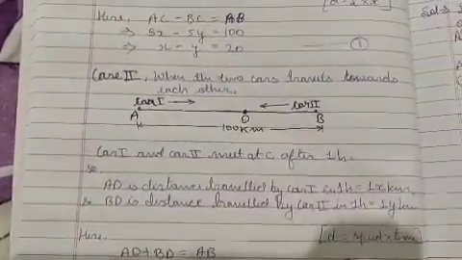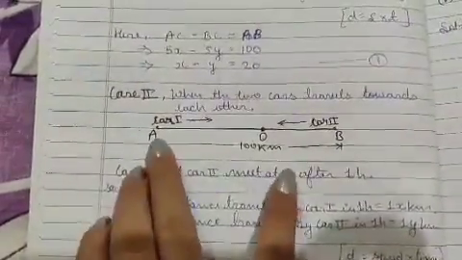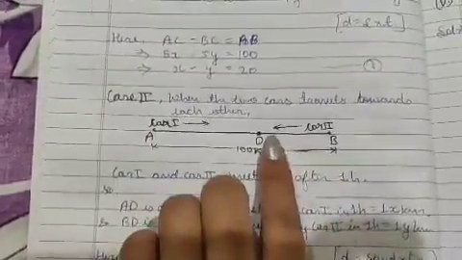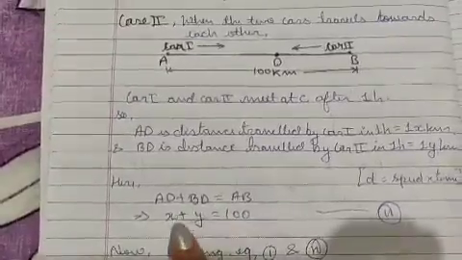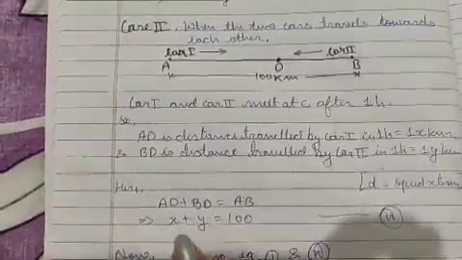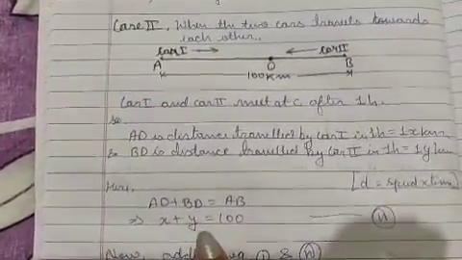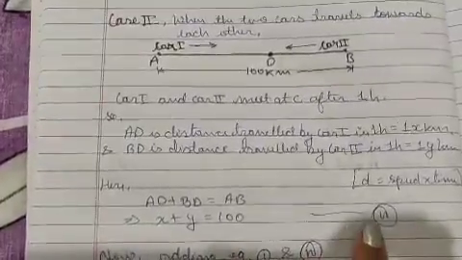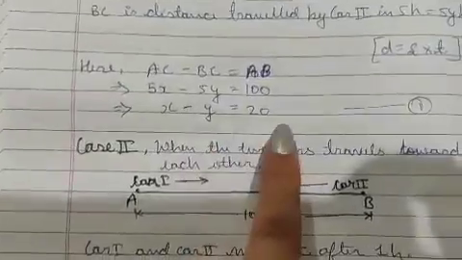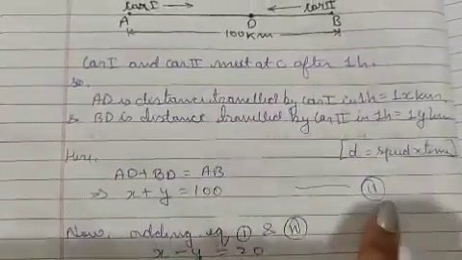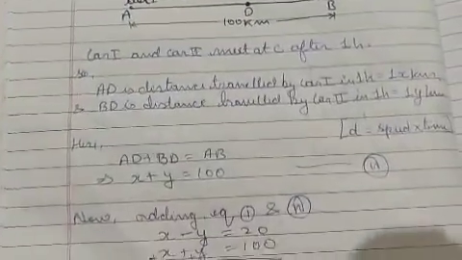Now you can clearly see from the figure that AD plus BD is equal to what? 100 kilometers. AD is 1x and BD is 1y, so you can say x or y also. So x plus y equals 100 kilometers. This will be the second equation. The first equation is x minus y equals 20 and the second equation is x plus y equals 100. So you can solve it using the elimination method very easily.